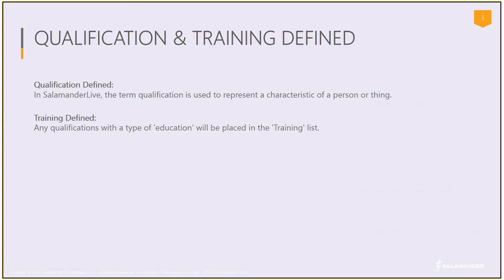Now, by default, training is not included in the printed tag. So as it is today, all qualifications are printed on the tag. It's usually on the back of the card. Any training that is assigned to an individual is not going to be encoded and printed on the tag.